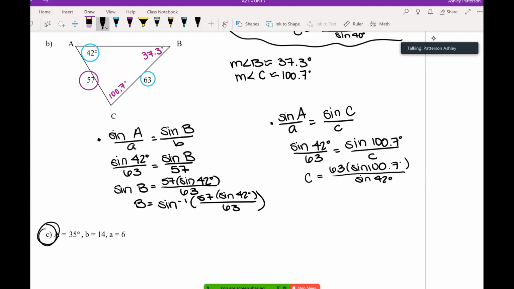Okay, so then putting it into our calculator, sine of 100.7, close, divided by the sine of 42, we should get that little c is approximately 92.5. Boom! If I put it into my calculator right, we are solid.